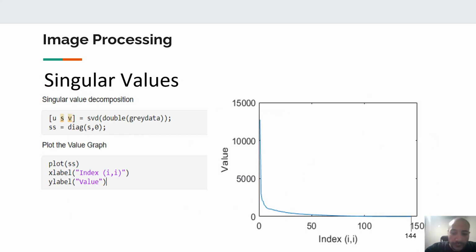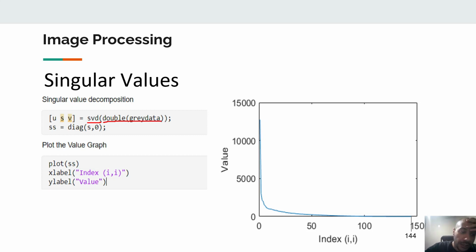Let's visit MATLAB and understand how to calculate the singular value decomposition in MATLAB. After loading the image in MATLAB, we use this simple code that says SVD, short for singular value decomposition. The image is called grayscale data because the image is only black and white. I converted it to double so that the singular value decomposition function can work on it. This function returns three matrices, U, S, and V.